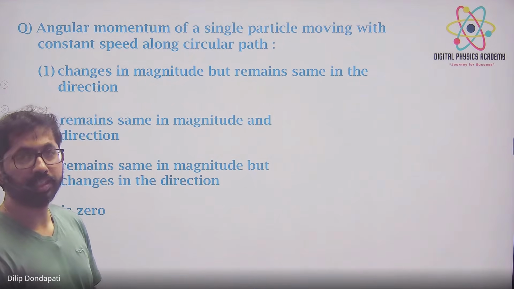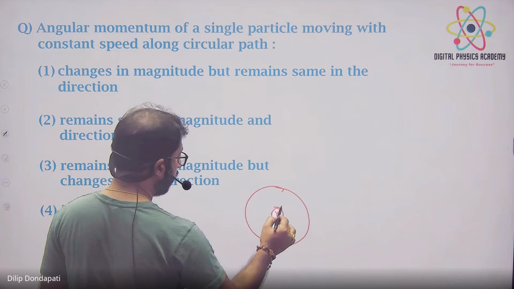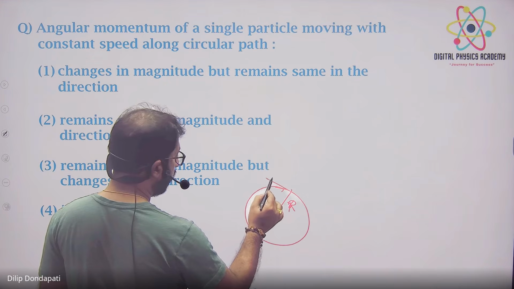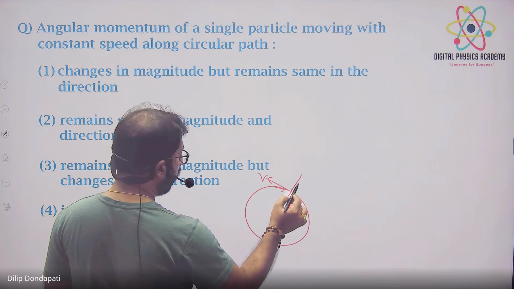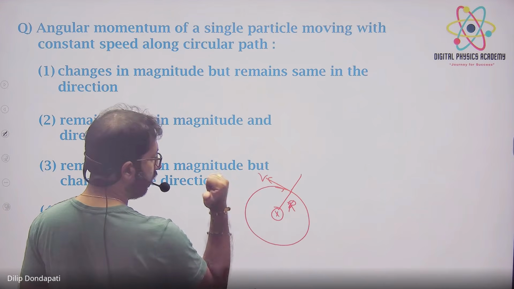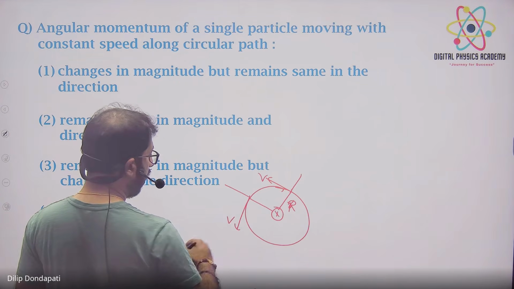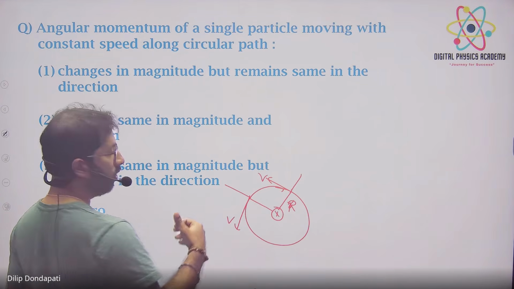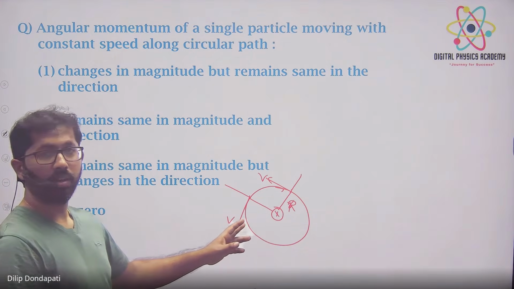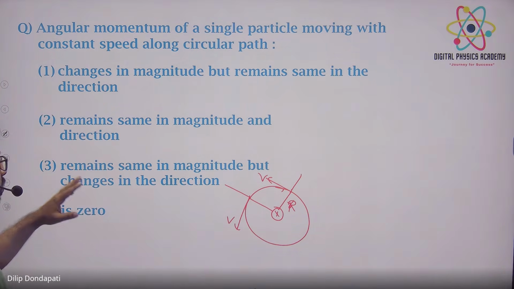Angular momentum का direction क्या है? Tell me. About center में. Thumb rule. R को elongate करो. Velocity is like this, right? R को elongate करो. And tell me R cross V. Angular momentum is outwards. Again velocity like this. R को elongate करो. And R cross V outwards. So direction is same. Everywhere outwards only. Okay. And magnitude तो same है, m v r. So answer is both remain same.